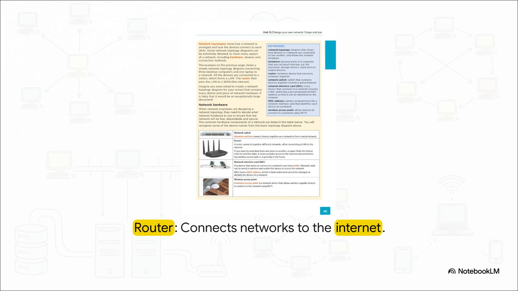Then we have the router. While a switch connects individual devices together, a router connects entirely different networks together. So if you want to send a message from your laptop to a website server halfway across the world, your router finds the absolute fastest route to get that data out to the internet.